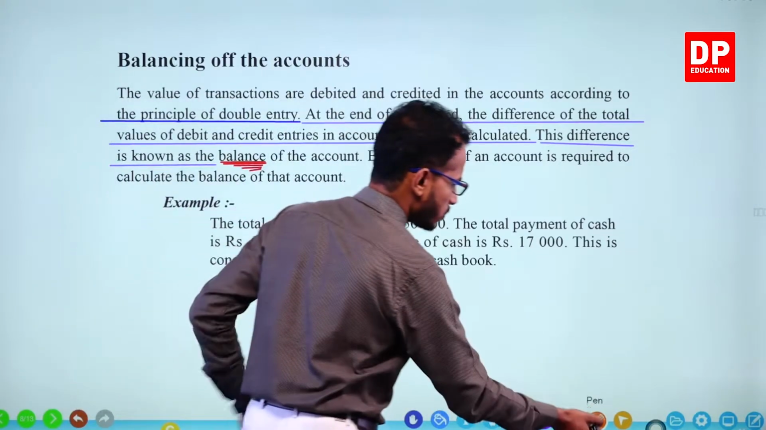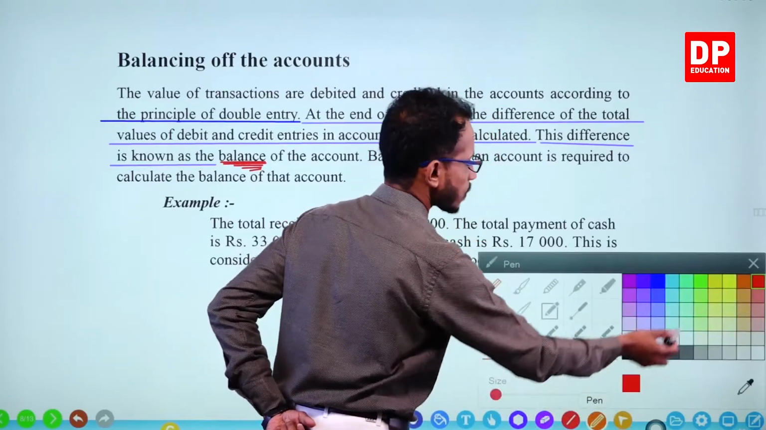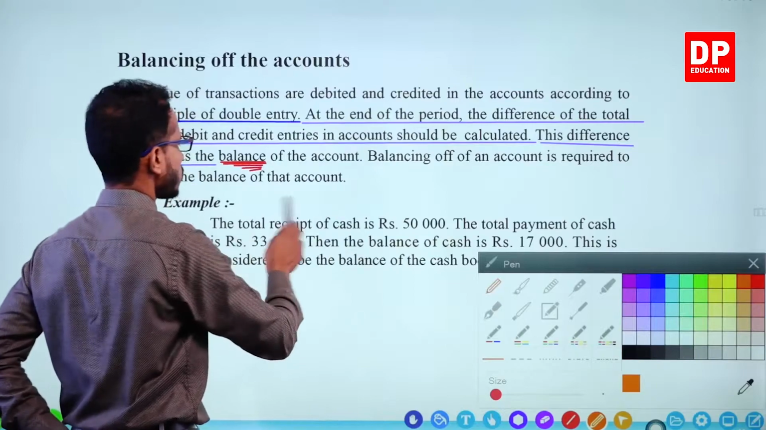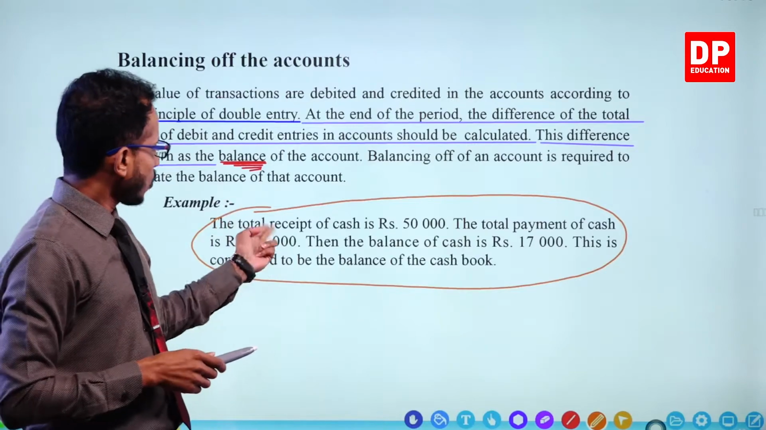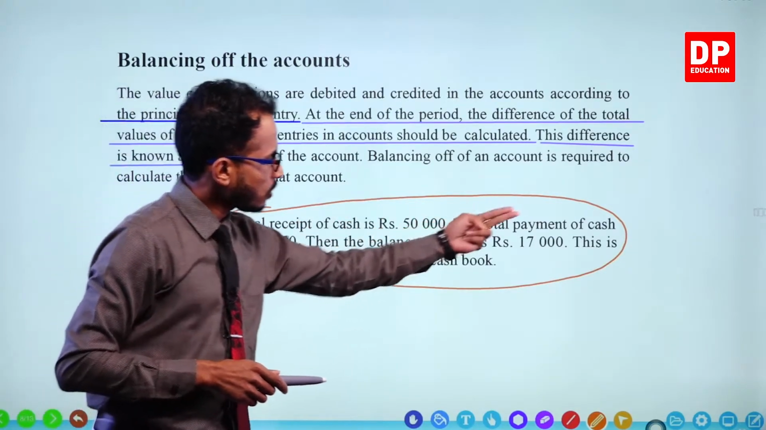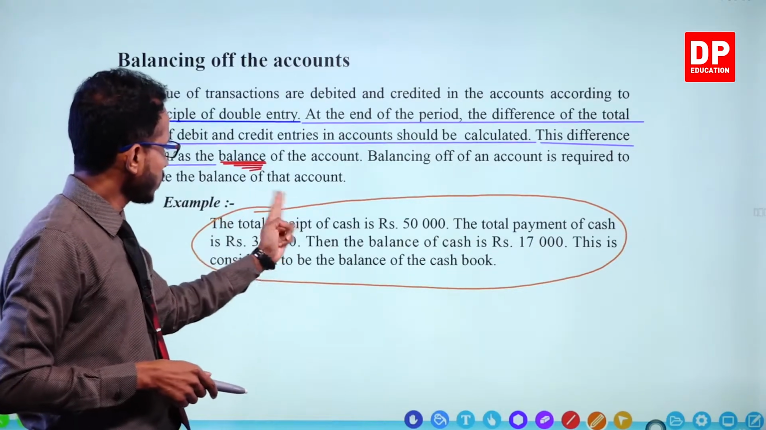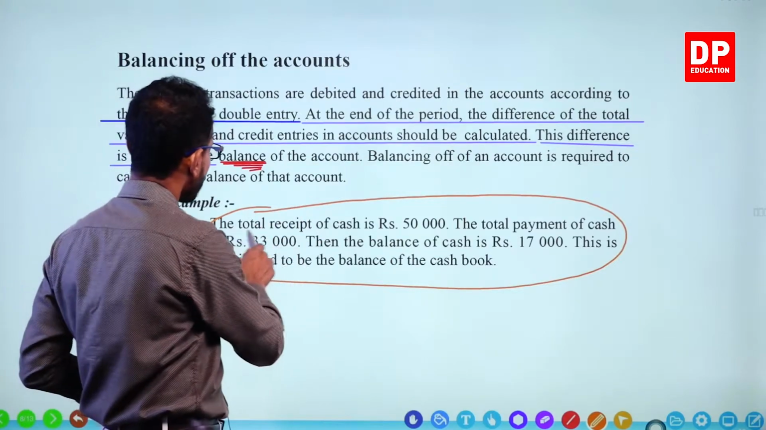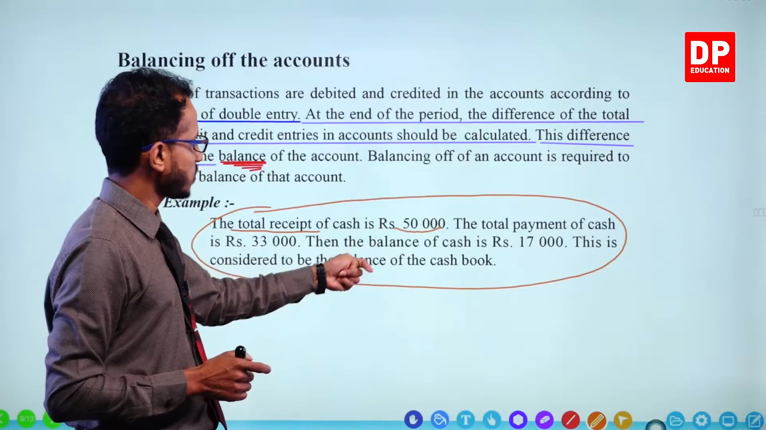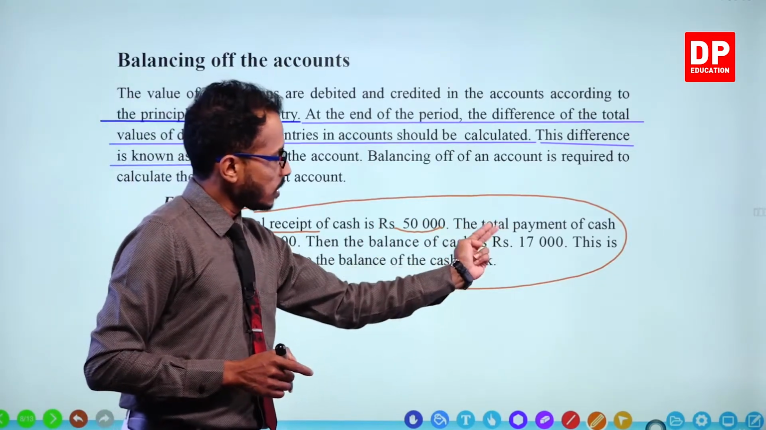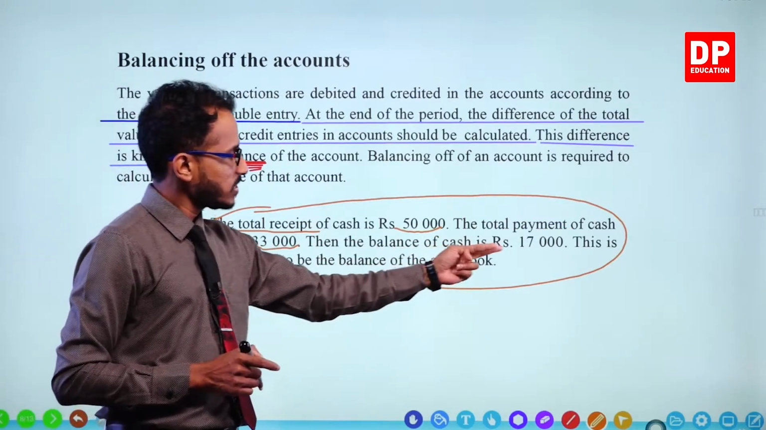Just read this part, children. Just go through this part. The total receipt of cash is 50,000. The total payment of cash is 33,000. This is what I explained earlier. Total cash receivings, which means total cash into the business, is 50,000. And total cash payments is 33,000. Then the balance of cash is 17,000.